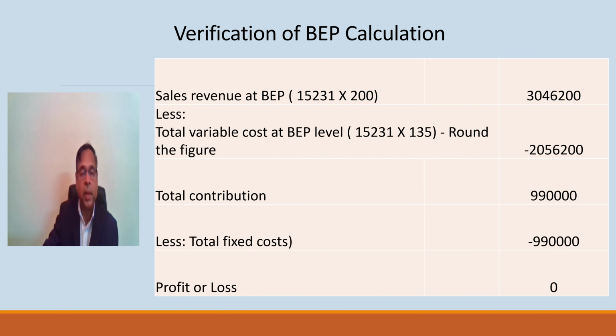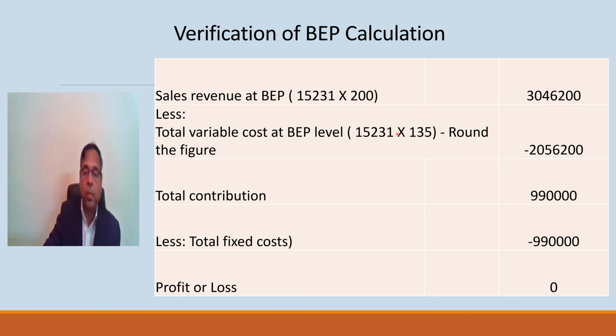Now let us see the verification of break-even point calculation. The sales revenue at break-even point is 15,231 units. This was already calculated by us. So selling price per unit is 200. So therefore, break-even point units multiplied by selling price per unit, you get the total sales revenue at BEP level, that is 30,46,200.